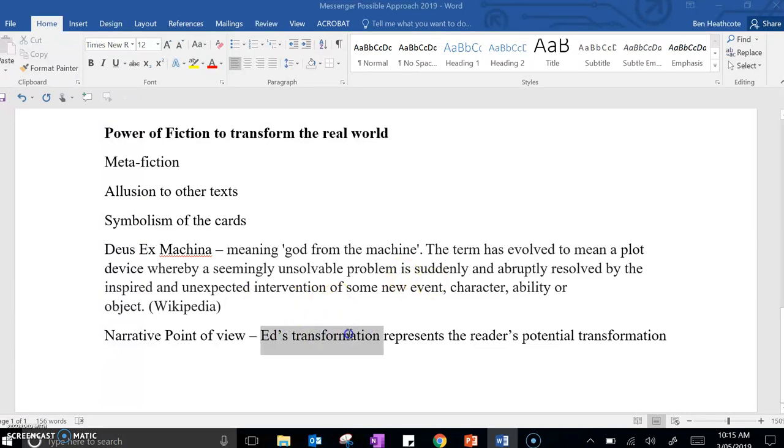And in here, could definitely look at Ed's transformation, okay? That Ed's transformation represents the reader's potential transformation. All right, so just like Ed, it doesn't matter what cards we're dealt, okay? We're not trapped in a certain place. We have opportunities. It's what we do and what we make of them, okay? Knowing what happens if we get good opportunities, but also knowing if bad things happen, that isn't the be all and end all. There's a way that we'll be able to make it through in the end.